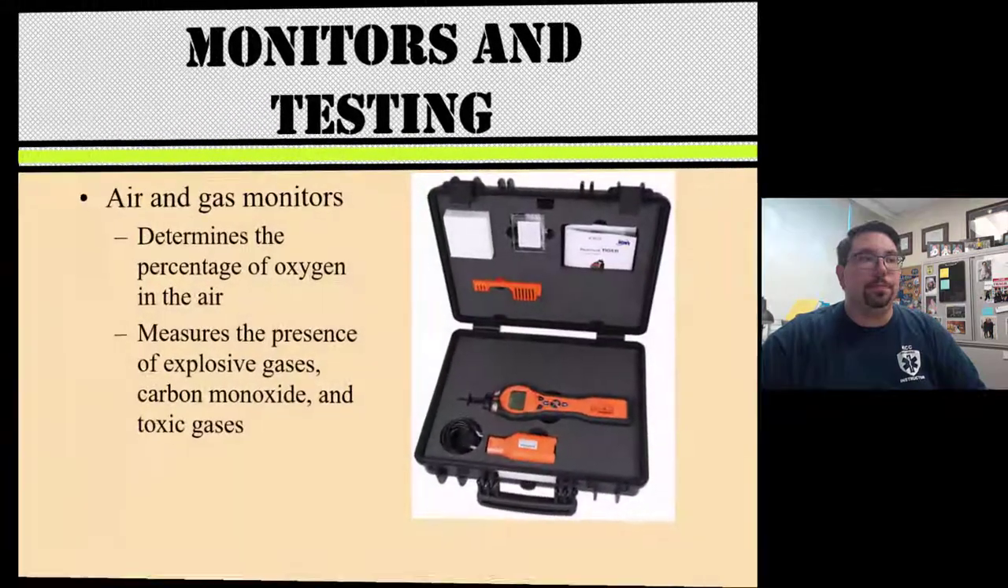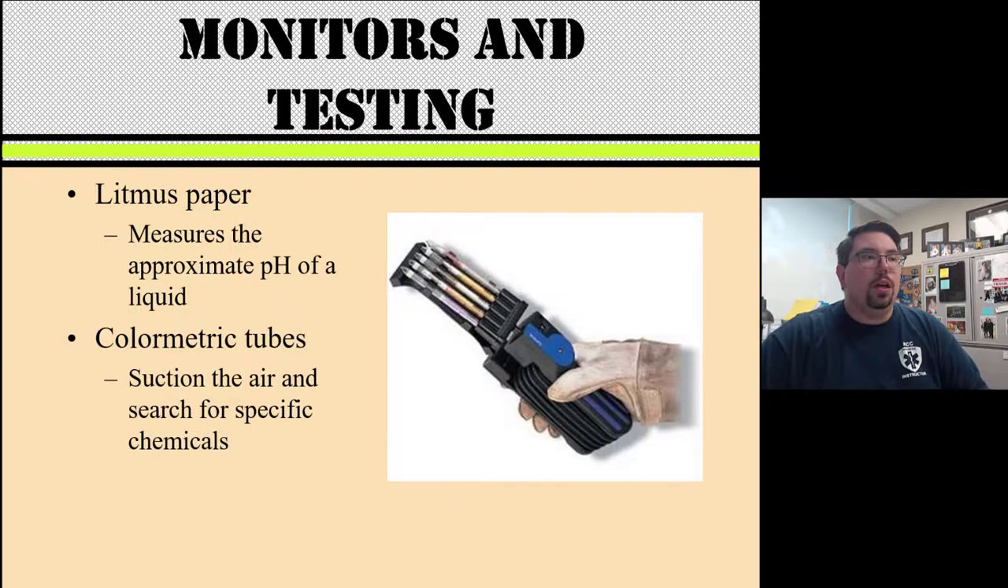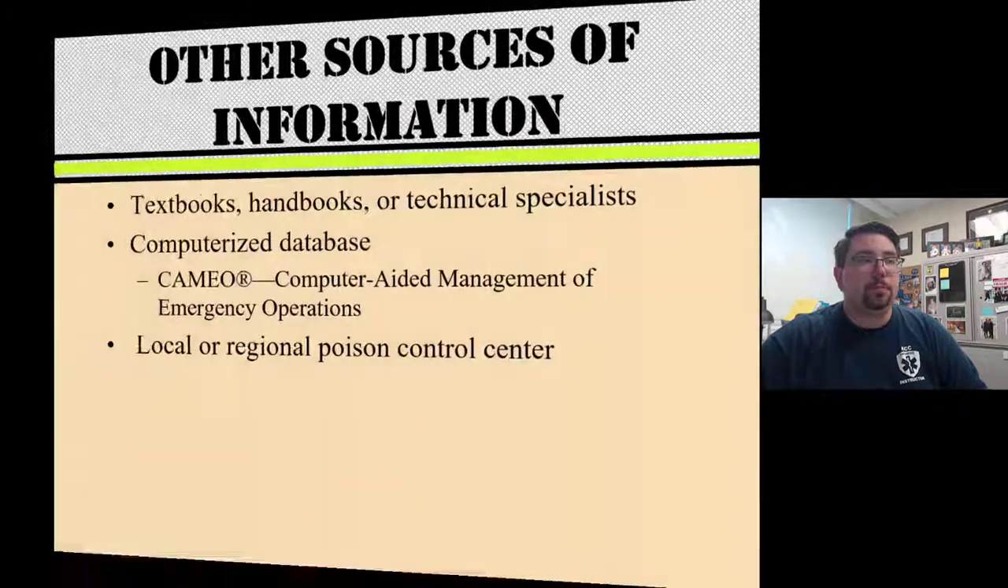review at their leisure. We know that there's a number of monitoring and testing devices that we can use to determine the quality and purity of air and gas in the environment. It's going to use a process to determine the percentage of oxygen in the air, and then it also measures the presence of explosive gases, carbon monoxide, and other toxic gases. Litmus paper is another one that's a great way of determining the pH of a substance. And then we also have colorimetric tubes, which actually can suck in the air and then search for specific chemicals, looking for some type of reactive agent for us to determine that.